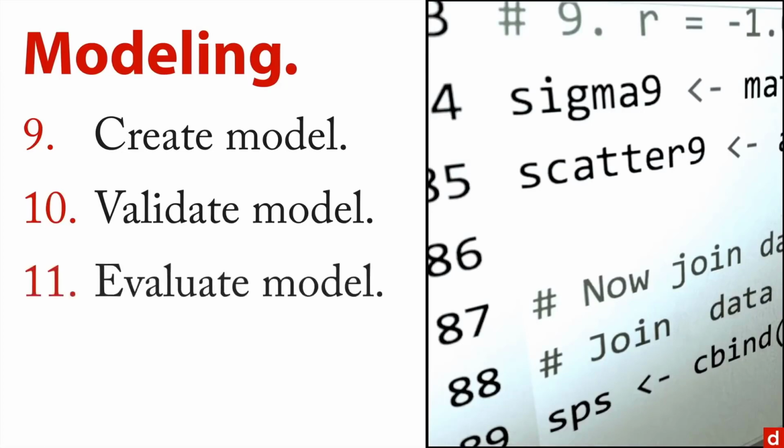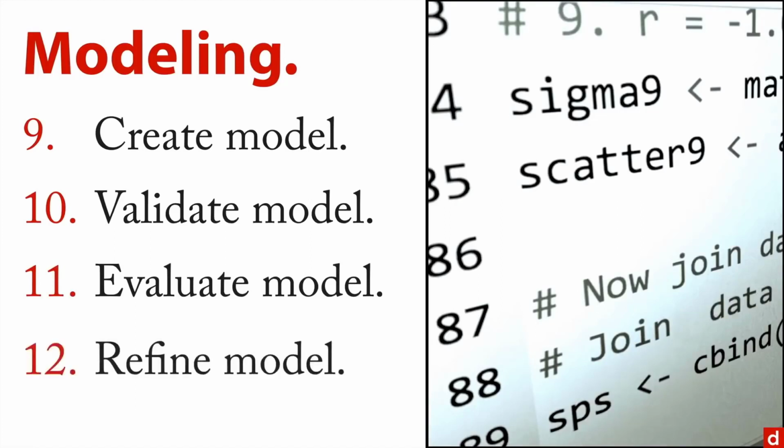You also need to evaluate the model. So once you know that the model is accurate, what does it actually mean and how much does it tell you? And then finally, you need to refine the model. So for instance, there may be variables you want to throw out. There may be additional ones you want to include. You may want to, again, transform some of the data. You may want to get it so it's easier to interpret and apply.